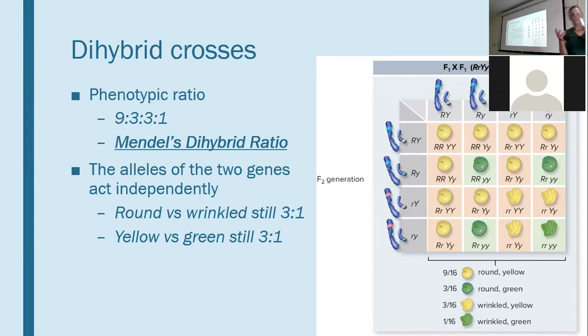So we've shuffled all the genes together, but because they're acting independently, they still show up in a 3 to 1 ratio, even though we've thrown them all into the same table. The same thing is happening. They're not affecting each other. Okay.